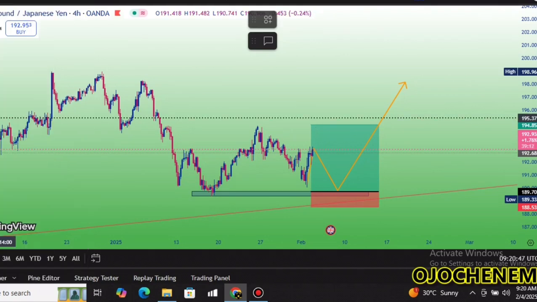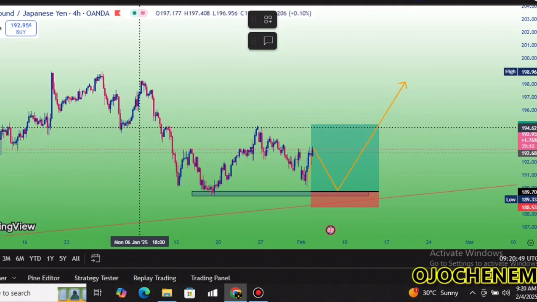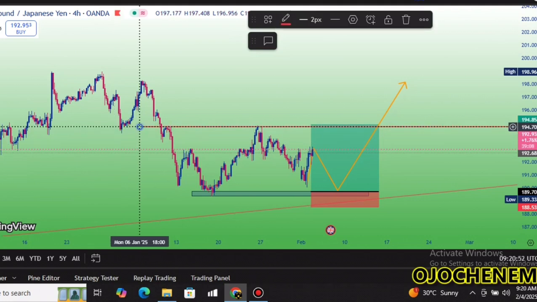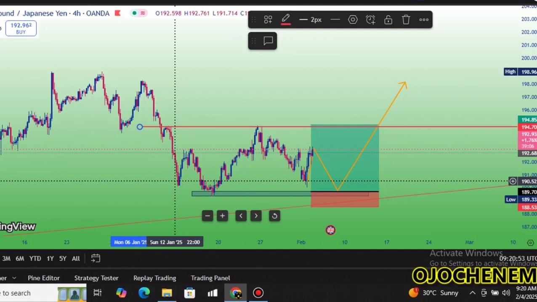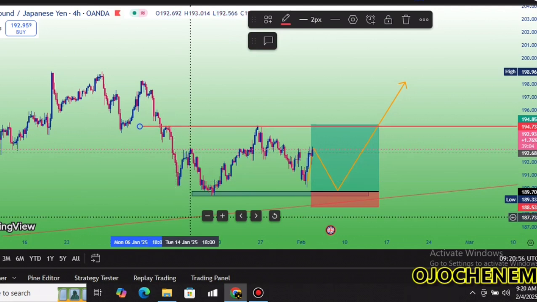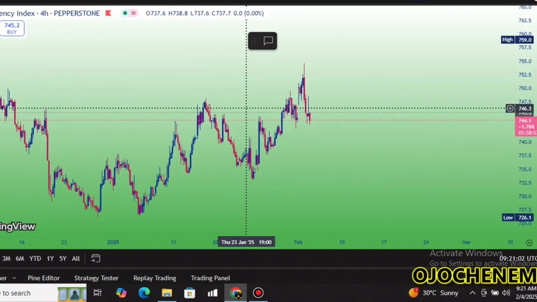Then you can see the yellow arrow. So I'll be selling from this top right here, where the price is sitting right now. So if I sell from there, then if it comes back to that zone which we have drawn, then we'll buy from there.